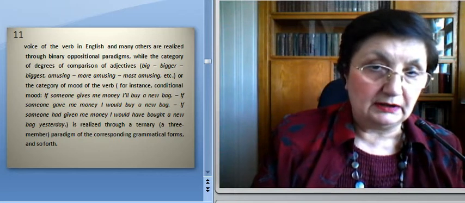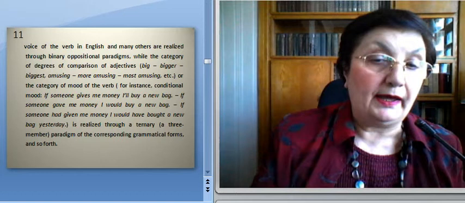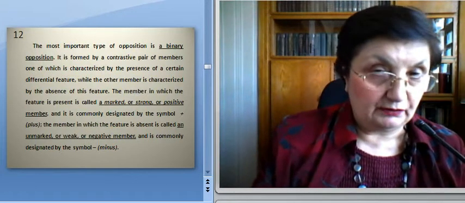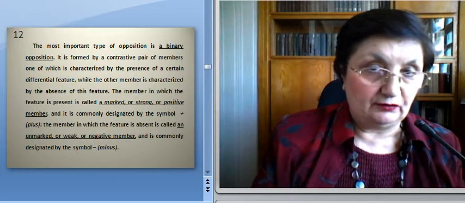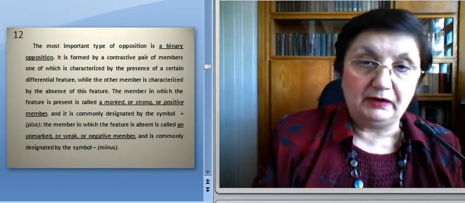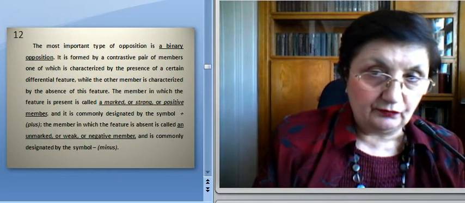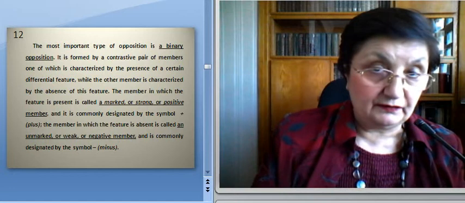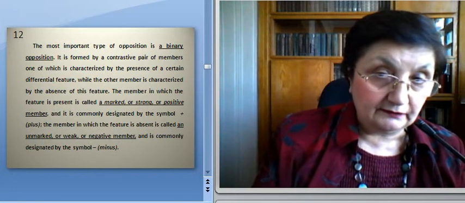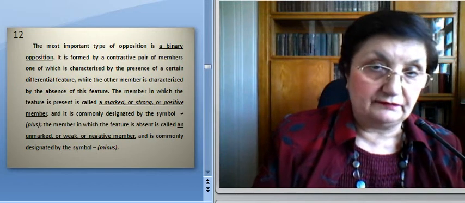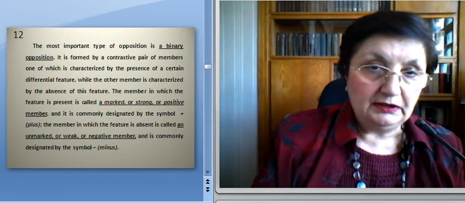The most important type of opposition is a binary opposition. It is formed by a contrasted pair of members, one of which is characterized by the presence of a certain differential feature, while the other member is characterized by the absence of this feature. The member in which the feature is present is called a marked or strong positive member, and it is commonly designated by the symbol plus.